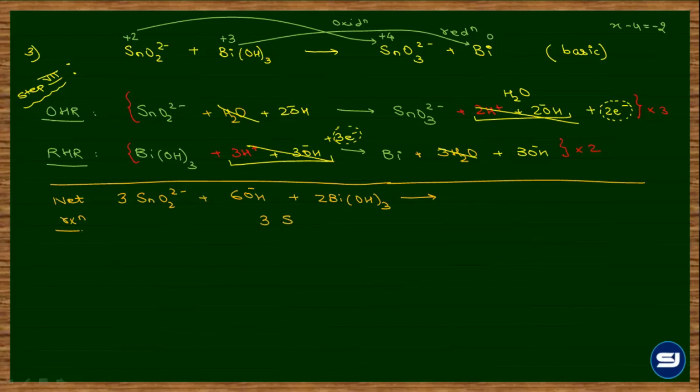And then from the right side I'll have 3 SnO3 2 minus plus 3 H2O and 2 Bi plus 6 OH minus. But the 6 OH minus would also get cancelled. And now what you see is your overall balanced reaction. Verify कर लो, charges -6 and -6. Charge balanced मतलब reaction balanced.